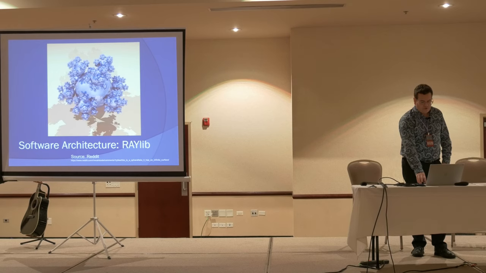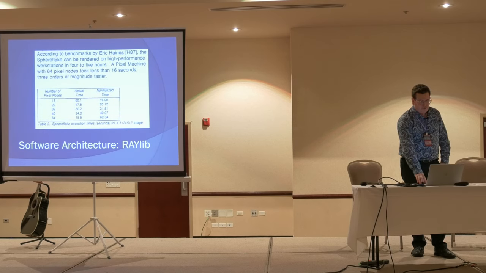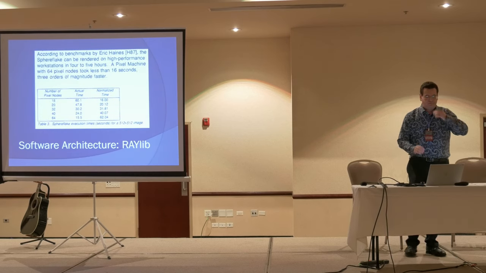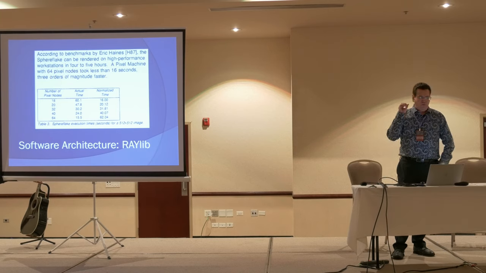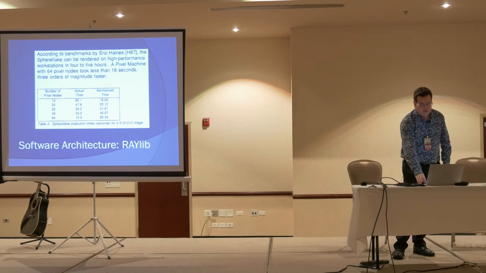Here's an example of a ray trace fractal. And what's interesting about this machine is it was three orders of magnitude faster at ray tracing than its peers of the day. And this is in '87. It was pretty hot stuff.